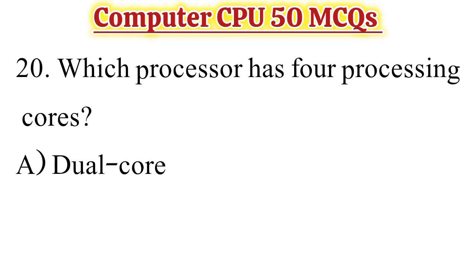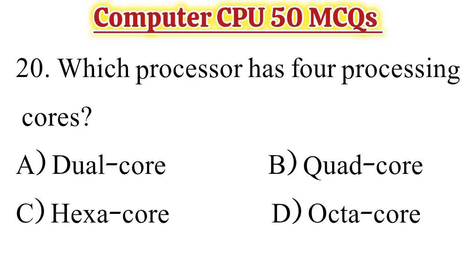20. Which processor has 4 processing cores? A. Dual core. B. Quad core. C. Hexa-core. D. Octa-core.